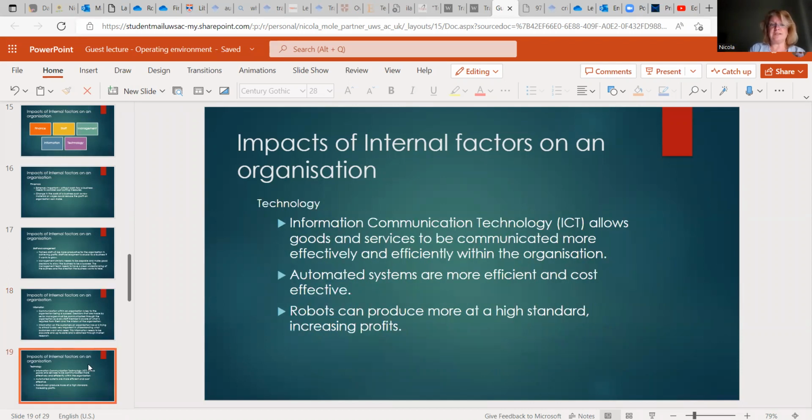We also need to consider technology, all right? So information communication technology allows goods and services to be communicated more effectively and efficiently within the organisation. We want automated systems because they are going to be more efficient and cost effective, and robots can produce more goods at a higher standard, thereby increasing profits. So having the right technology in an organisation is also critical to increasing and maximising profits.